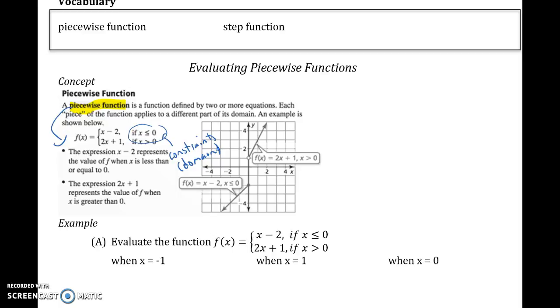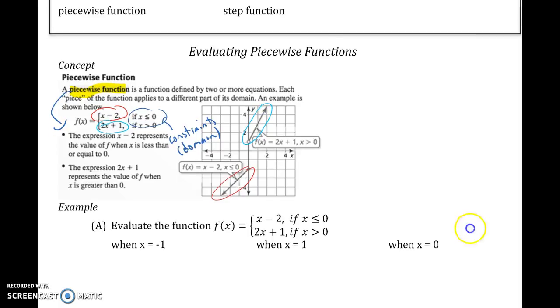So you look at the top one, f of x is x minus 2, only when x is 0 or negative numbers, right? And then f of x will be 2x plus 1 if x is a positive number. And you can see there are these two distinct pieces of the graph. We have the x minus 2, which is this one down here, and then we've got our 2x plus 1, which is this piece up here. And then it combines to make one picture.